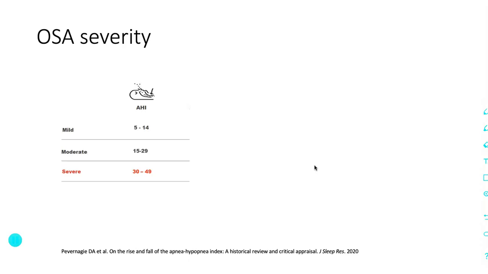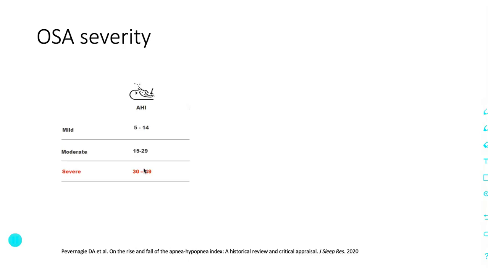So we know the OSA severity is classified based on the AHI, apnea hypopnea index. Here you can see that 5 to 14 is considered to be mild, 15 to 29 is considered to be moderate, and more than 30 is considered to be severe. Most of the time, sleep apnea with an AHI of more than 15 needs a treatment, either in the form of a CPAP or devices or a positional therapy.